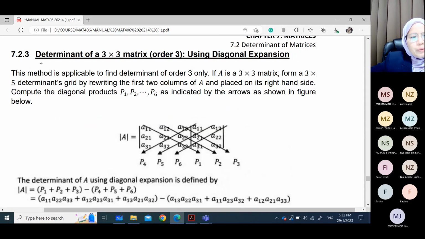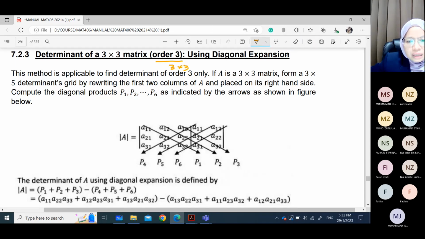Okay, so macam kita sebut tadi, untuk determinant of 3 by 3 matrices ataupun order 3. Order 3 ni maknanya 3 by 3. Okay, so we have 2 methods. The first method, we can use diagonal expansion. So a diagonal expansion yang macam ni. Kita darabkan as a diagonal, we multiply as a diagonal. So here we have P1, P2, P3 and multiply minus with the second part which is P4, P5 and P6. Ini sebab tu kita panggil diagonal, sebab kita darabkan secara diagonal. Okay, so ini formula dia.